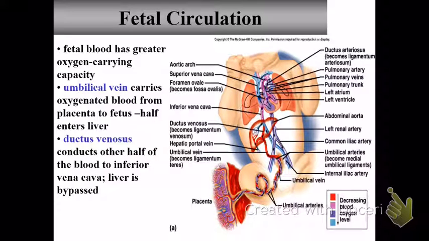Fetal circulation. Okay, this is really cool. So highlight, it says fetal blood has greater oxygen carrying capacity. So I guess because it's young and nice and all fresh, oxygen just wants to get on those hemoglobin. Okay, umbilical vein carries oxygenated blood away from the placenta to the fetus. Enters the liver. So we got all that highlighted. Ductus venosus conducts the other half of the blood to the inferior vena cava.